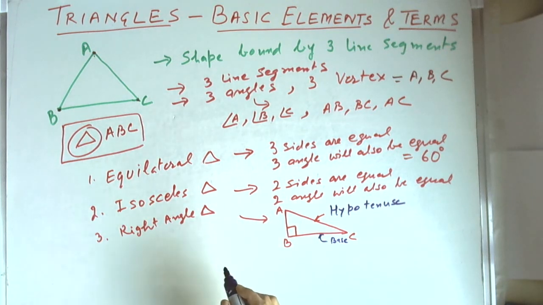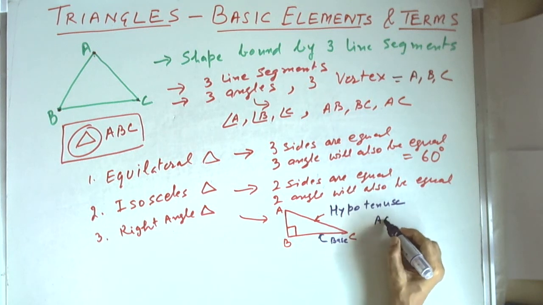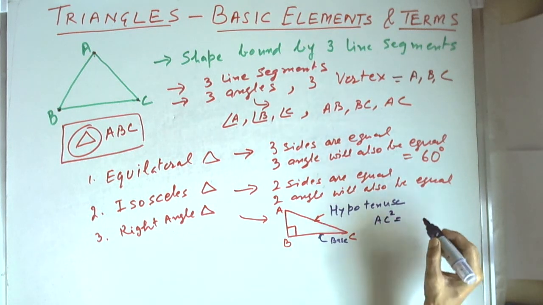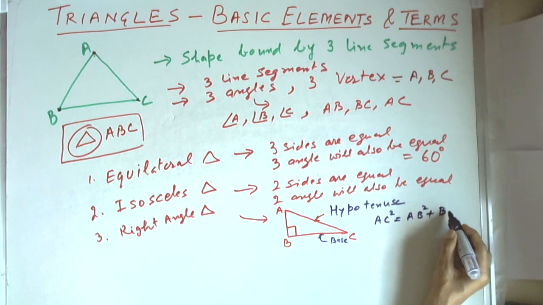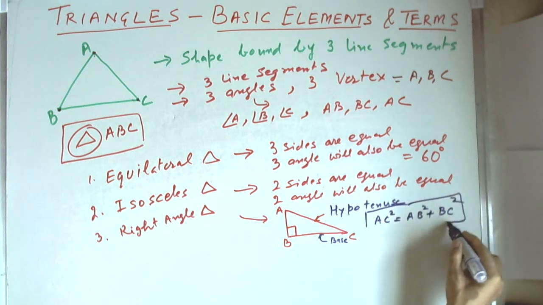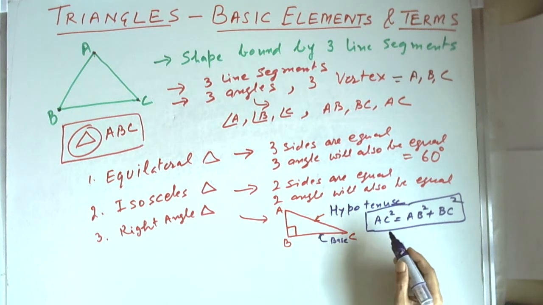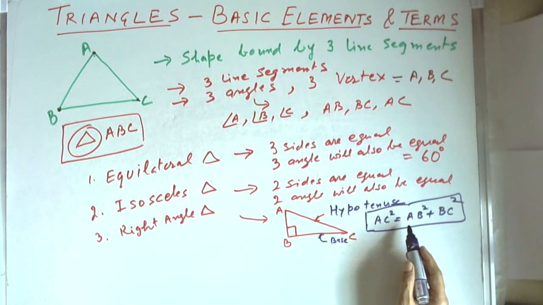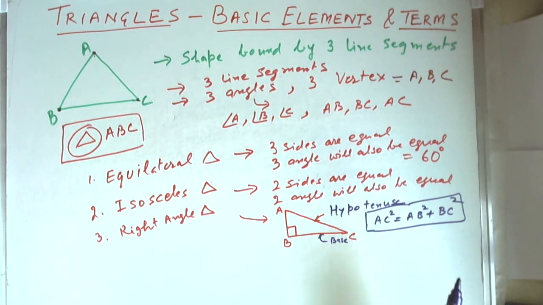And we know the Pythagoras theorem: for a right angle triangle, AC square is equal to AB square plus BC square. This is the theorem given by the Greek mathematician Pythagoras, that the hypotenuse square is equal to the sum of the squares of the remaining two sides.